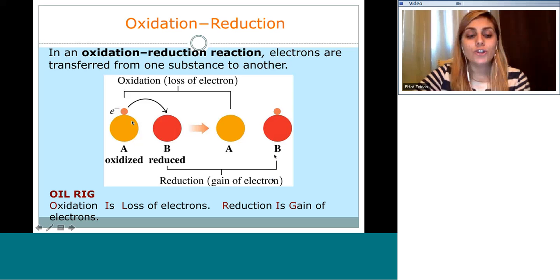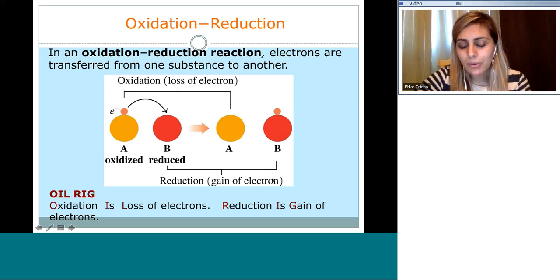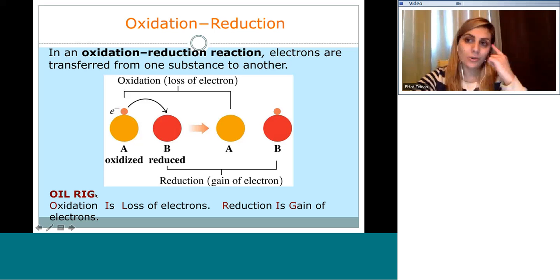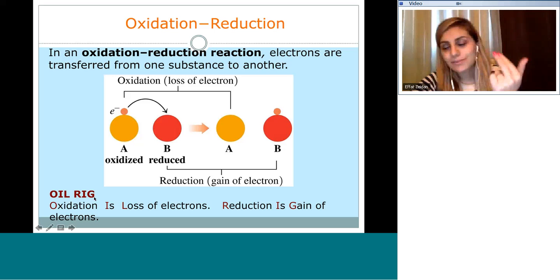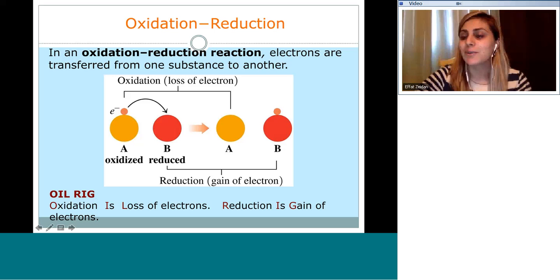Let's take this short way to remember it. OIL RIG: oxidation is loss, reduction is gain. Try to remember it. OIL RIG: oxidation is loss, reduction is gain. That's an easy way for you to remember.